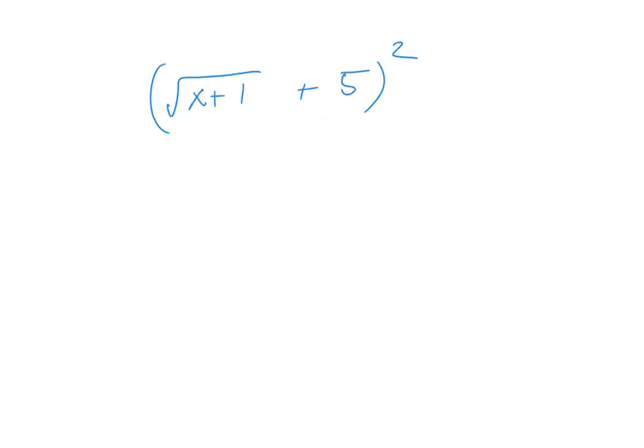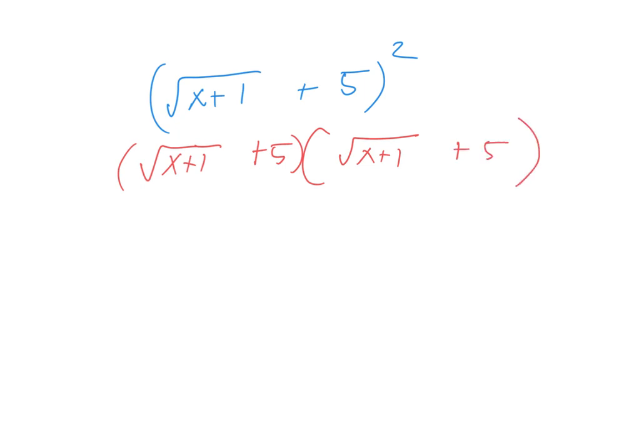Moving on, now we've got this. Most common mistake people are going to make is they're going to bring the square in, and you can't do that because there's adding in here, which means I have to think of it as squaring. What does squaring mean? It means square root of x plus 1 plus 5 times square root of x plus 1 plus 5. Squaring means times itself. And then I'll go ahead and I'll FOIL this one out.